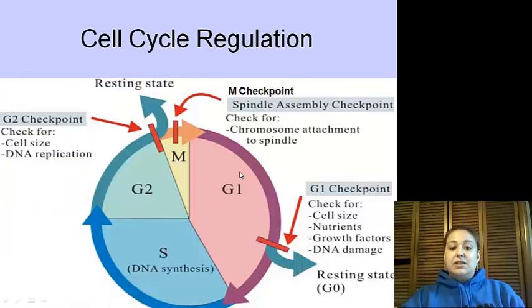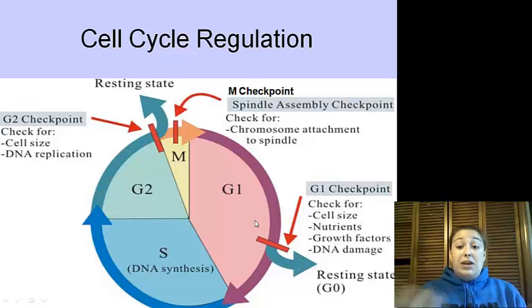Cell regulation. Again, most of the time your cell is in G1. It's doing its normal thing. Once it gets that signal that it needs to go through mitosis, it will go through the G1 checkpoint, which checks for cell size, nutrients, growth factors, and it checks for damage to the DNA. If that's all good, it can go into the S phase, which is DNA synthesis, which copies the DNA and makes more of the organelles, and comes into the G2 phase. At the end of the G2 phase, we have our second checkpoint, which is called the G2 checkpoint. It checks for the cell size, and it makes sure that DNA replication has occurred and that it is correct.